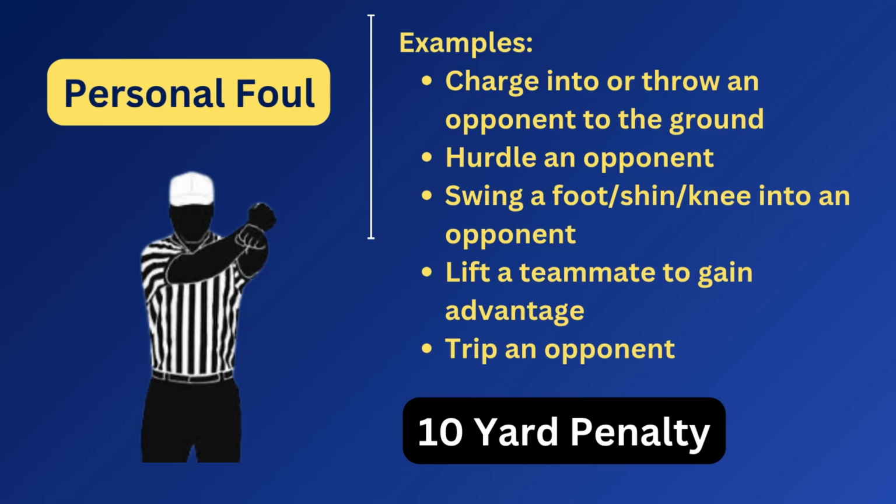Obviously, you can't swing a foot, shin, or knee into an opponent, lift a teammate to gain an advantage, or trip an opponent either. Those would all be personal fouls. And then the last piece on the contact here, and again we talk a lot about this in the videos, is we're going to have contact around flag belts, right? You have defenders that have to contact the runner by trying to grab their flags.